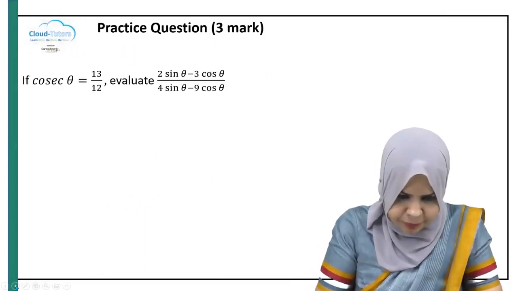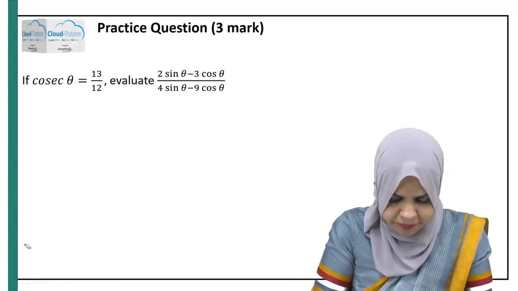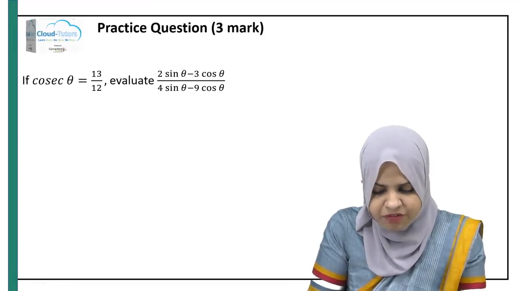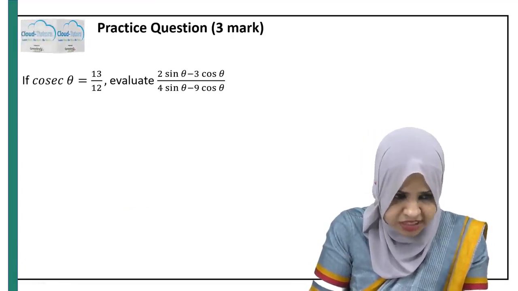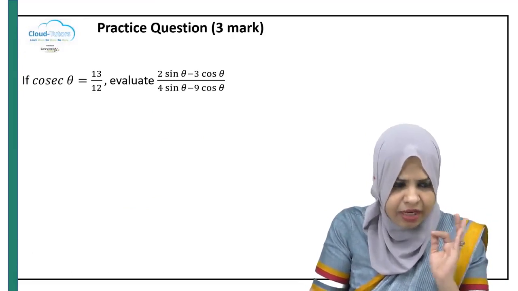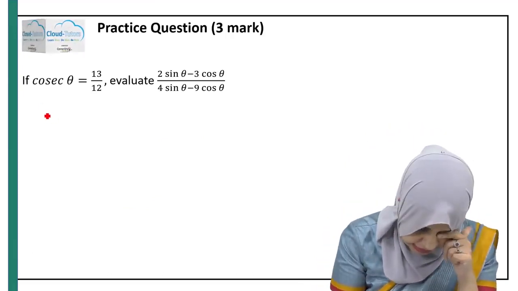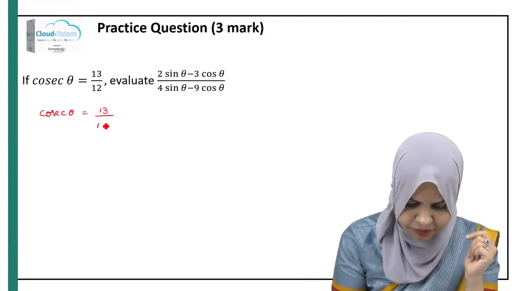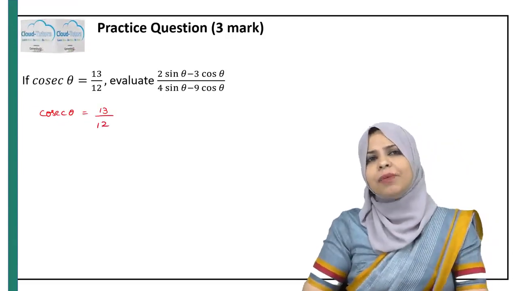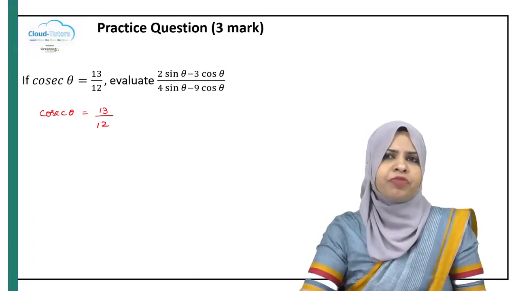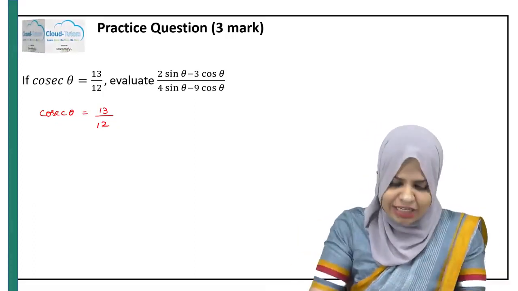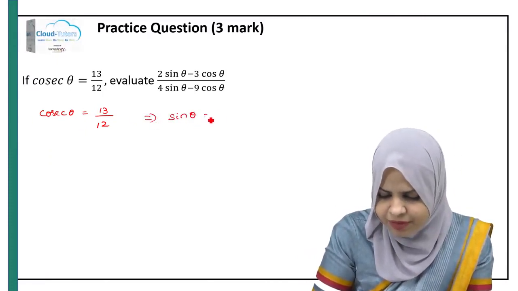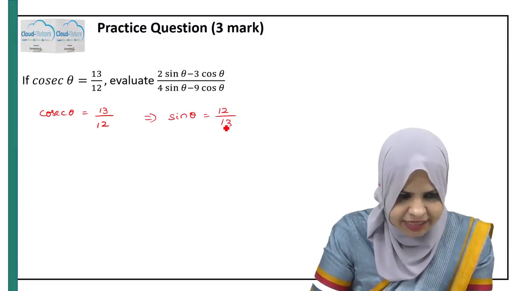If cosecant theta is equal to 13 by 12, evaluate (2 sin theta minus 3 cos theta) by (4 sin theta minus 9 cos theta). Now here they have given us cosecant theta is equal to 13 by 12, right? If cosecant theta is 13 by 12, what else can we derive from this? Reciprocal, right? So if this is 13 by 12, then sin theta will be absolutely correct, 12 by 13.